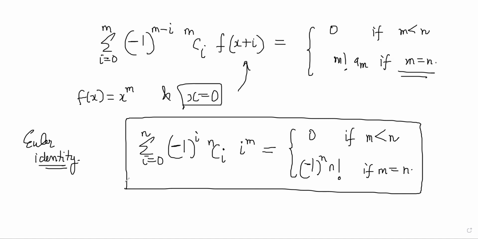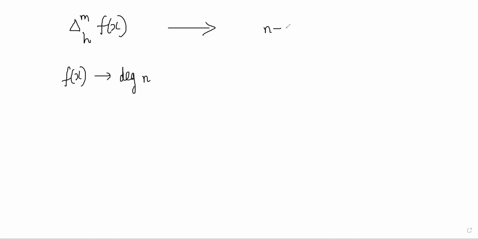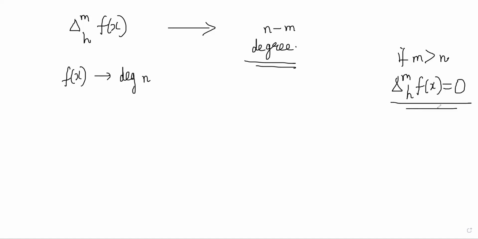It doesn't matter so much in particular problems, I'm just showing you this because it's an interesting result. The main idea that you need to keep in mind is that when you take the mth order difference of f of x, and f of x was a polynomial of degree n, the difference will be a polynomial of degree n minus m, right? So if m is greater than n, the difference will be 0, right? So that is the basic idea that we are using here.